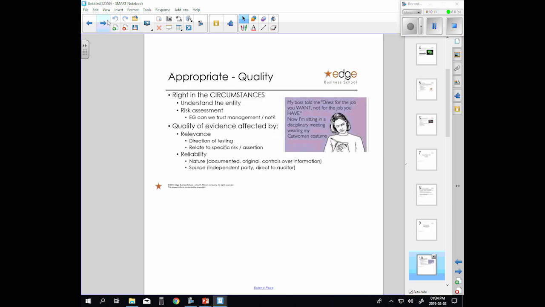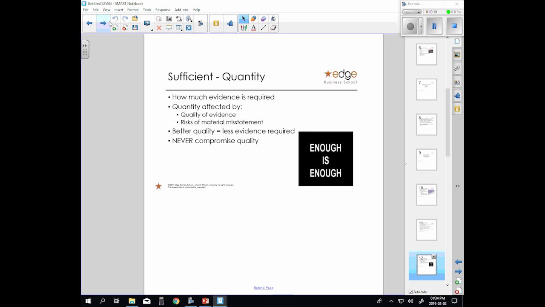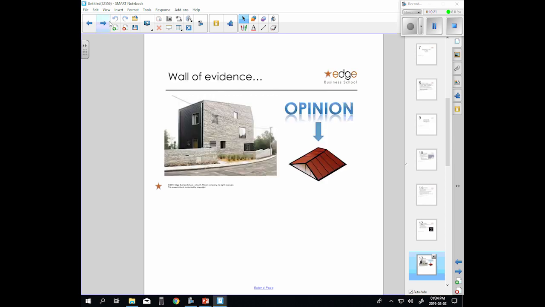Sufficient and appropriate, we've spoken about. Appropriate is the quality, and sufficient is the quantity. And then obviously this little picture shows you, it took me a few years to understand it. You've got to get the evidence, which is the house, before you put the roof on, which is the opinion. So in other words, have the evidence to support the opinion. And the walls will support the roof. There we go.